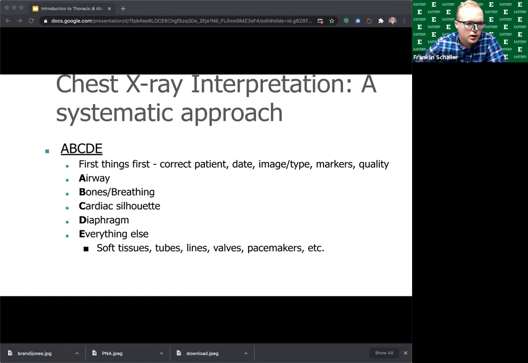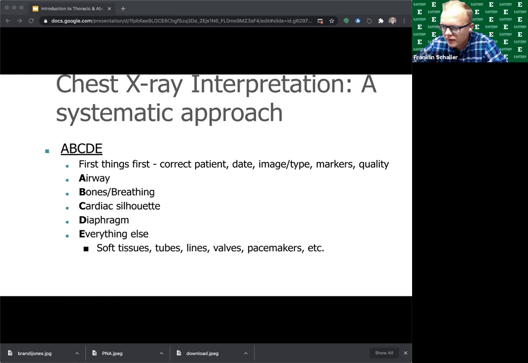All right, let's talk about a systematic approach to assessing your patient's chest x-rays. I have a really simple mnemonic for you guys to memorize and follow. It's so simple that even my three-year-old knows it. It's A, B, C, D, E, the first five letters of the alphabet. A is for airway, B is for bones and breathing, C is for cardiac silhouette, D is for diaphragm, and E is for everything else. We're going to go through each one of these individually so that you know what to look out for when you're evaluating a chest x-ray.